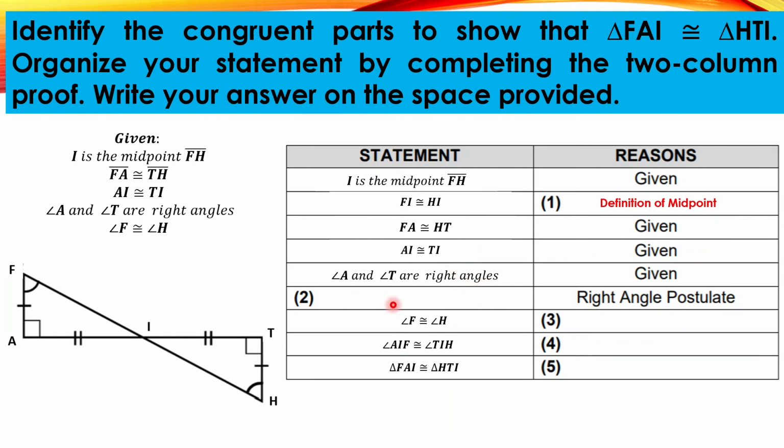Okay, next. For number 2, right angle postulate. Now, right angle postulate. Ano yung right angle natin? So, we have here, angle A is congruent to angle T. Very good. Next, angle F is congruent to angle H. So, makikita nyo, nandito siya sa may given. Therefore, the reason is given. Next, for angle AIF, so AIF is congruent to angle TIH. We have the reason is vertical angles theorem. So, we have here. Ayan siya kasi. For number 5, we have here definition of congruent triangles. So triangle FAI is congruent to triangle HDI. Okay, so that's it for reasoning and proving under this triangle congruence.